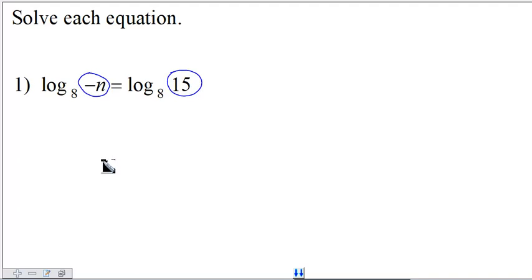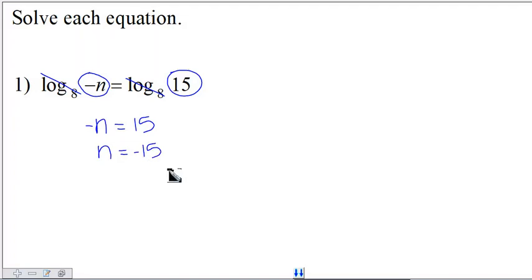One of the key things that you want to remember here is that this only works if you have a single logarithm equal to a single logarithm. Nothing in front, nothing below, no extra numbers on the outside. So in this case, I can simply cross out those logs and set negative n equal to 15. To solve, I'll divide both sides by negative 1, and I get n equals negative 15.